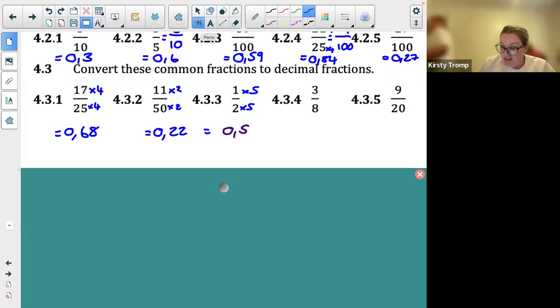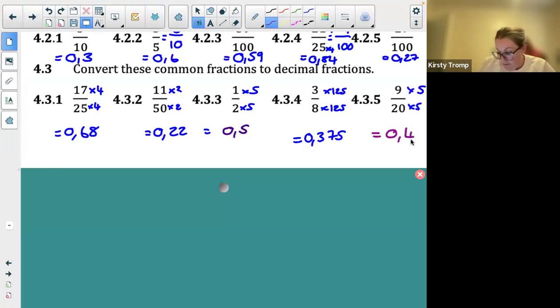I'm going to say 1,000 divided by 8, that gives me 125. So I'm going to times the bottom by 125, times the top by 125, 3 times 125 gives me 0.375. And finally, I'm going to times the bottom by 5 times the top by 5. And that's going to give me 0.45. Okay, 0.45. All right, I hope you got all those ones down.